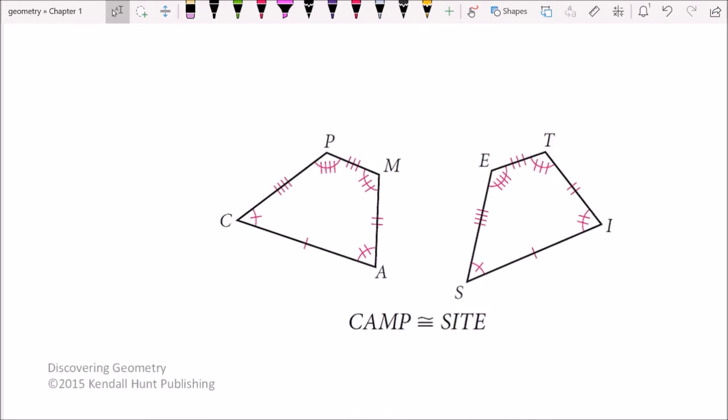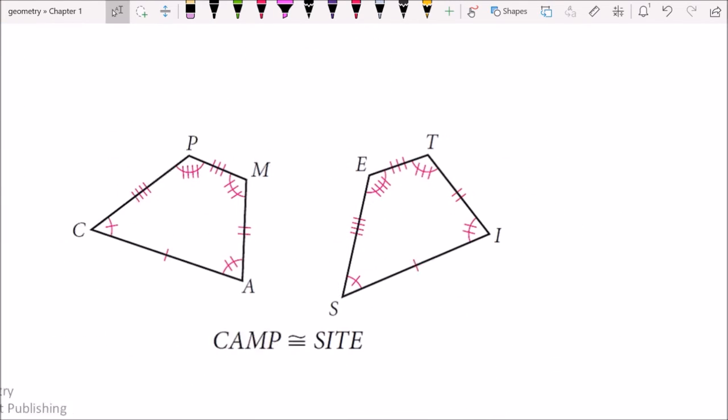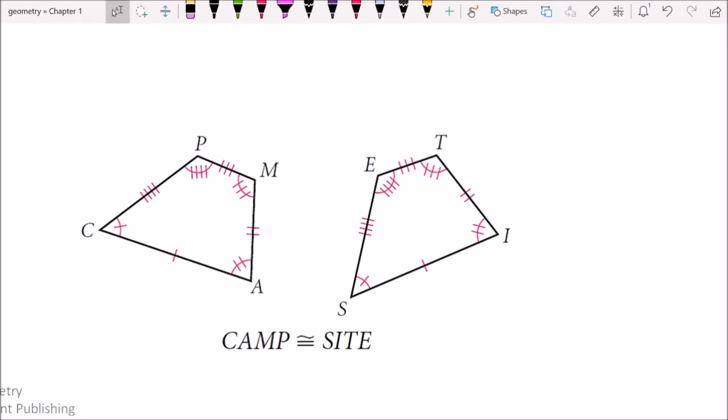And so here we have an example of two that are congruent to one another. This is kind of a big picture, so you may want to pause the video if you want to have this picture in your notes. If you need to pause, feel free to do that now, because there's a lot going on here. The purpose of this visual is to show you that the order matters. So we have CAMP is congruent to SITE. These look like trapezoids. They're definitely quadrilaterals.